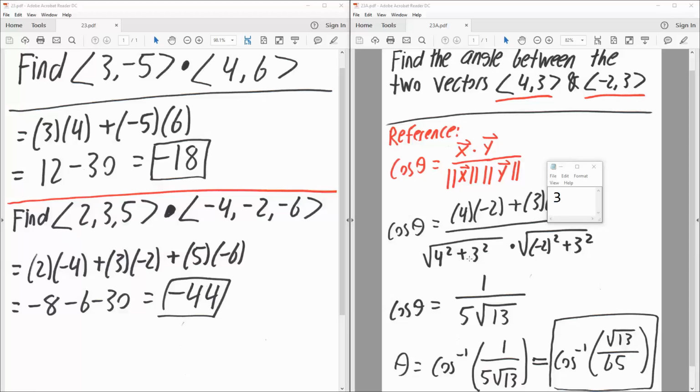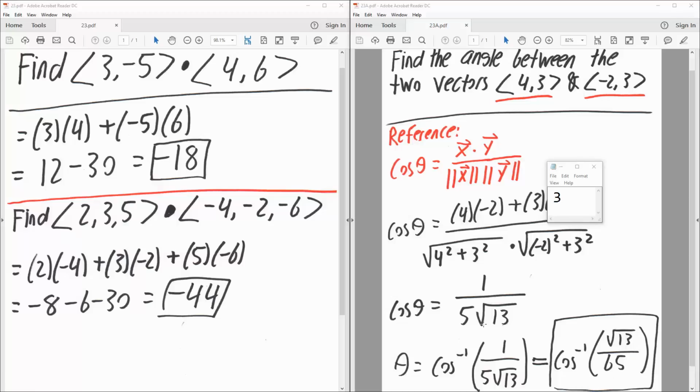So 16 plus 9 is 25. And the square root of 25 is 5. Next we do this one. So 2 squared is 4, plus 3 squared is 9. 9 plus 4 is 13. So that's why we get the 5 times the square root of 13.